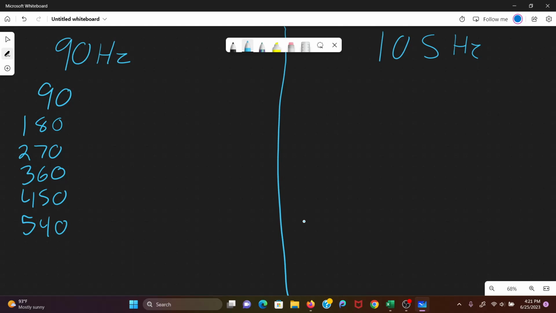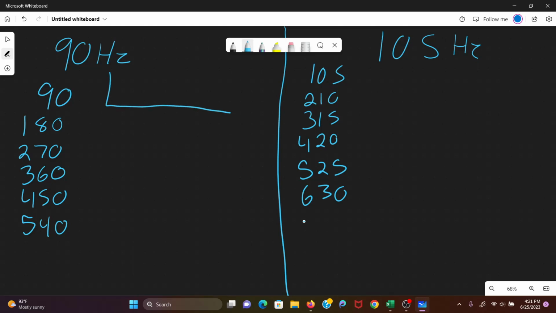For 105, your first 6 harmonics are 105, 210, 315, 420, 525, and 630. There you go. You want to draw those as a picture because that's what it wants you to do.